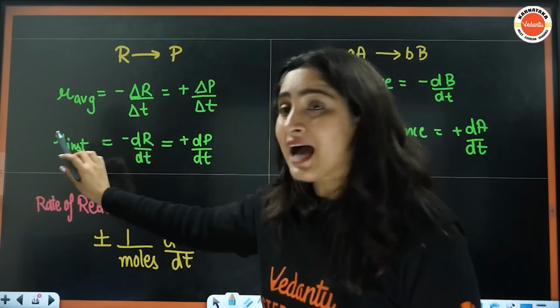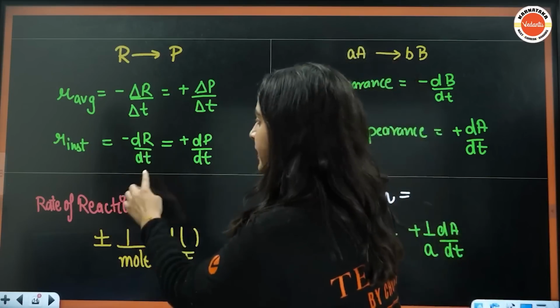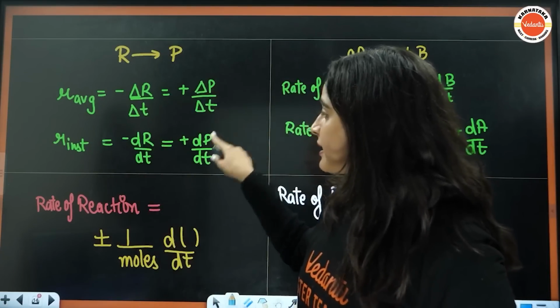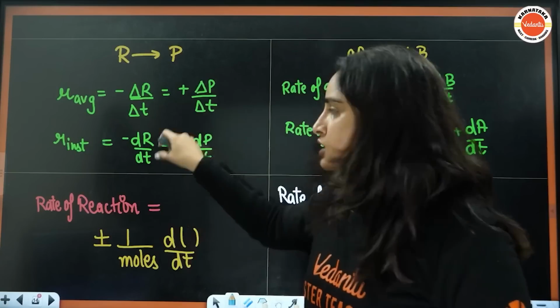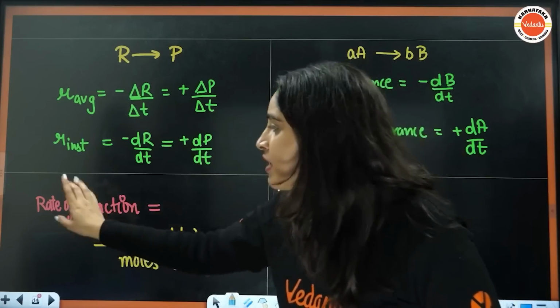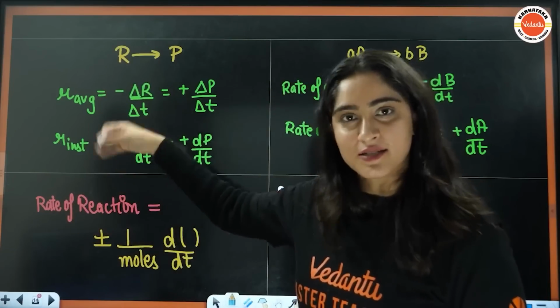So this is the instantaneous rate. R means rate at an instant. So this is dR by dt. This is delta R by delta t. This is delta P by delta t. This is dP by dt. Because this is a small change, this is a large change. Okay. Next we have rate of reaction.